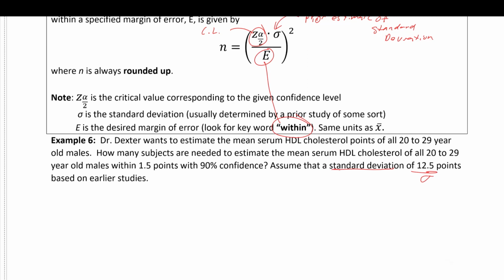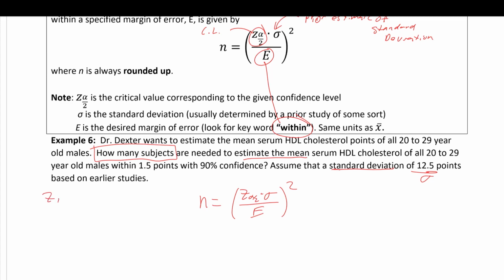They're asking us how many. Again, that's telling us we're looking for n, so that's telling me that I'm looking for a sample size, and to estimate the mean. So we know we're going to be using this version of it. Okay. So we have that z-score, standard deviation, margin of error, and then don't forget the square. So let's go ahead and catalog what we know.